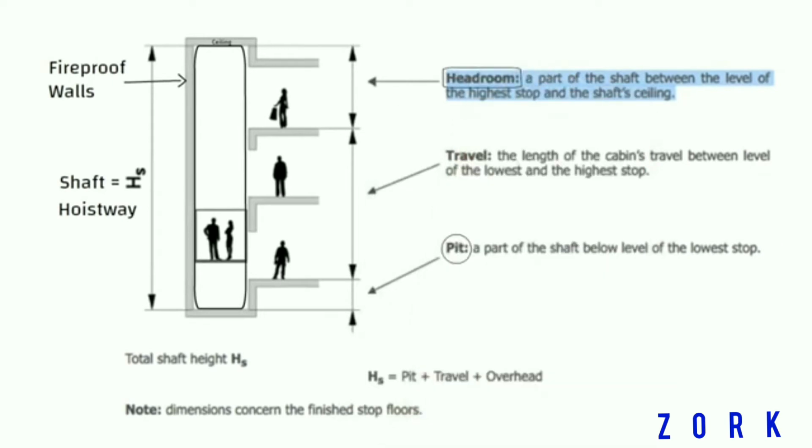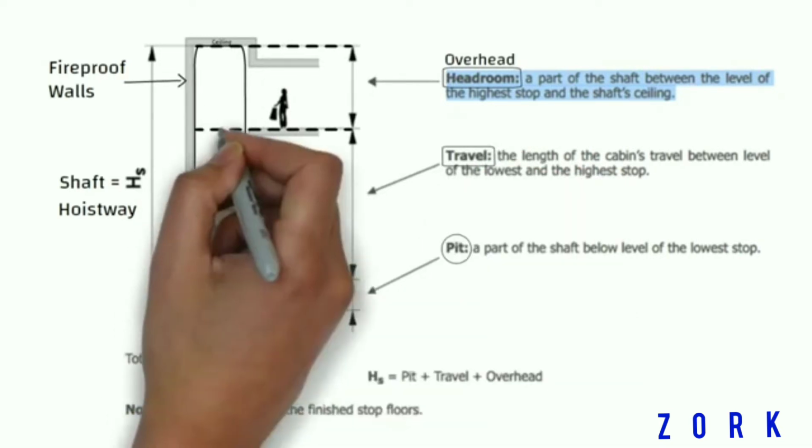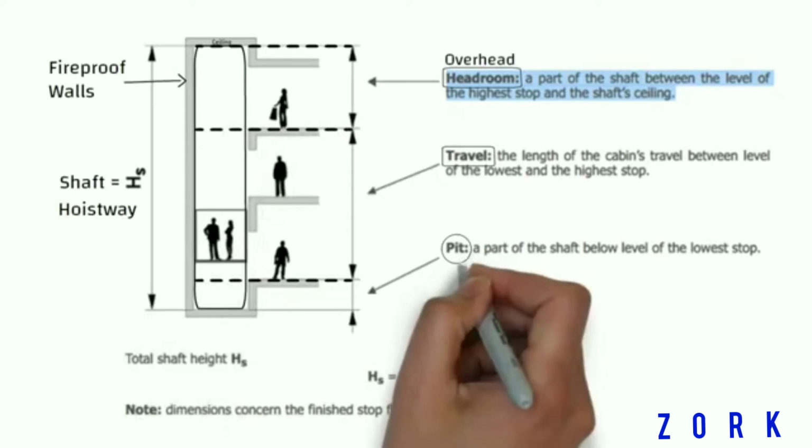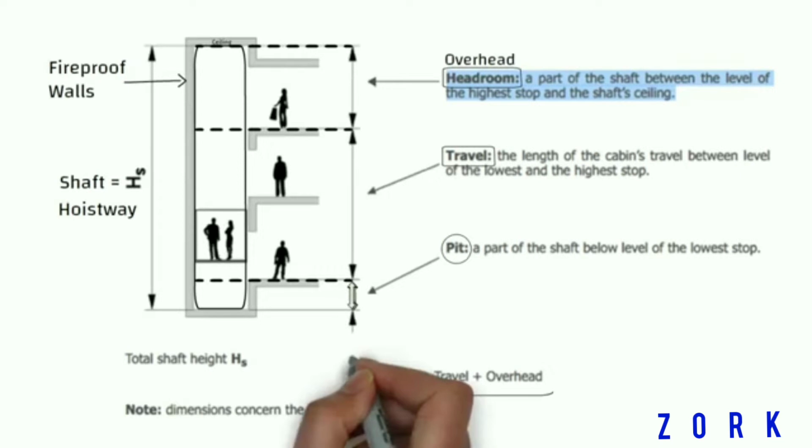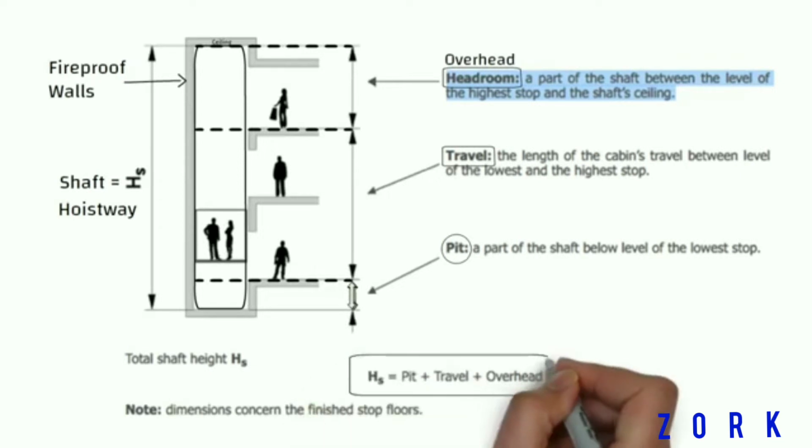Headroom. It is also known as overhead. It is a part of the shaft between the level of the highest stop and the shaft's ceiling. Travel height. It is the length of the cabin's travel between the level of the lowest and the highest stop. Pit. It is a part of the shaft below the level of the lowest stop. So if we want to calculate shaft height, it is equal to pit plus travel plus overhead.